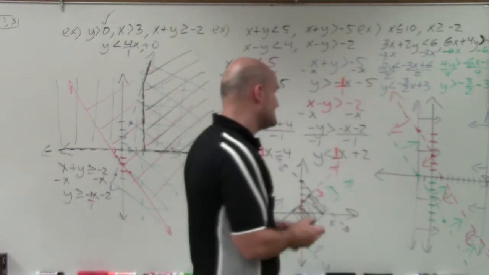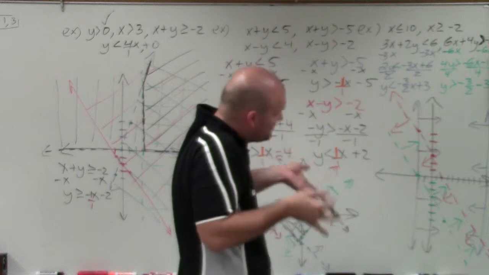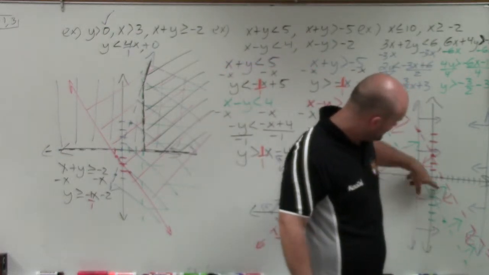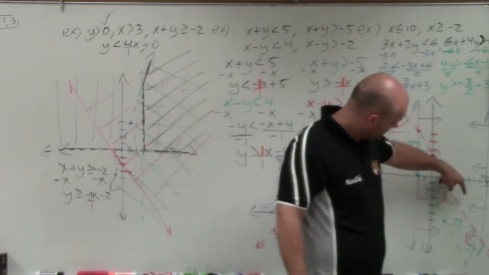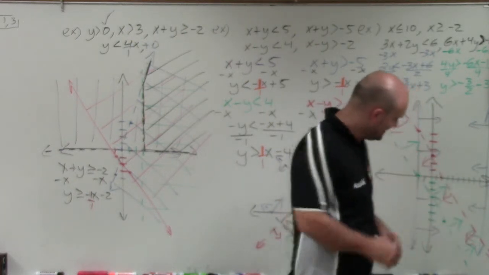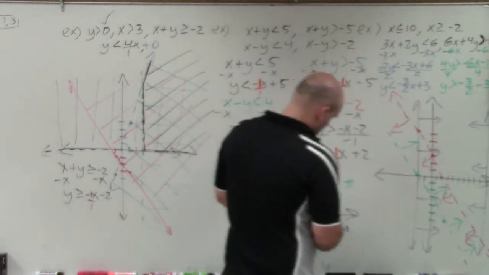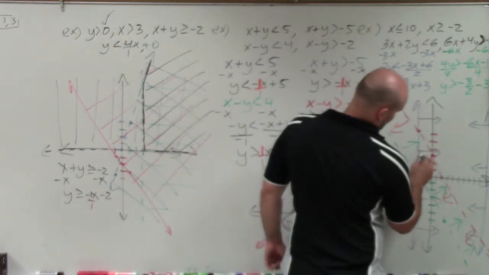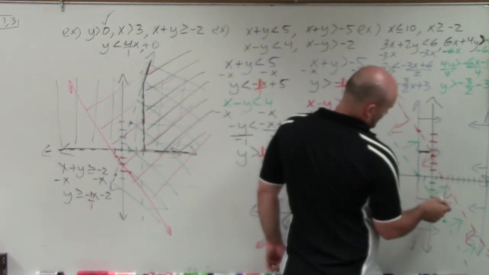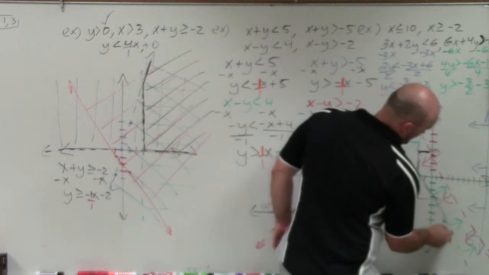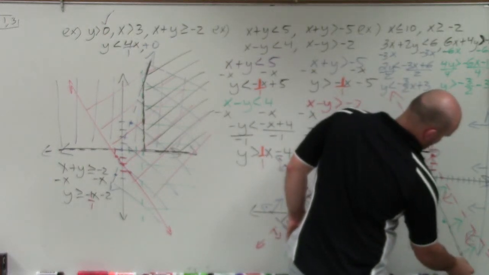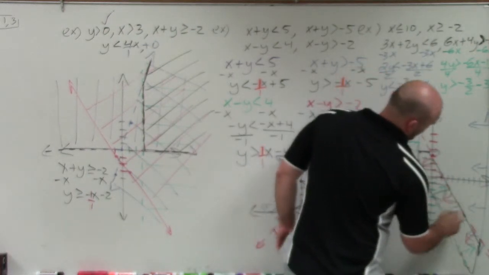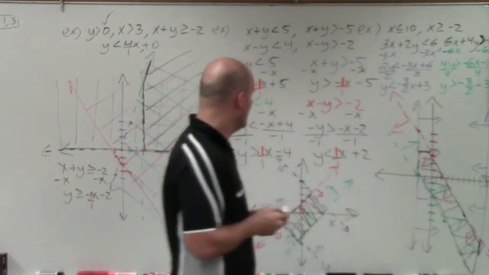OK? And what you can see here is the region where every single inequality is going to be true is going to be this region, greater than but less than, in between these. So let's use a black here. It's going to look like this to the right there. And that's going to be another bounded region.